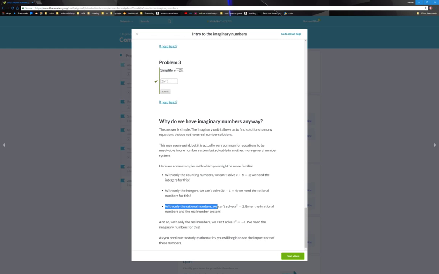With only rational numbers, you can't solve x squared equals 2. Enter irrational numbers in the real number system. And so with only real numbers, we can't solve x squared equals negative 1. We need imaginary numbers for this. As you continue to study mathematics, you will begin to see the importance of these numbers.